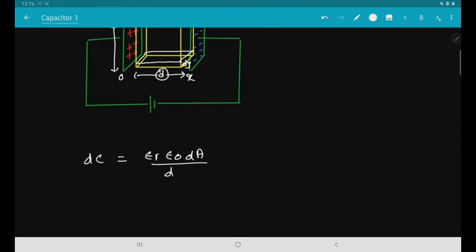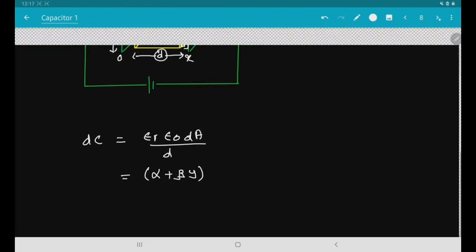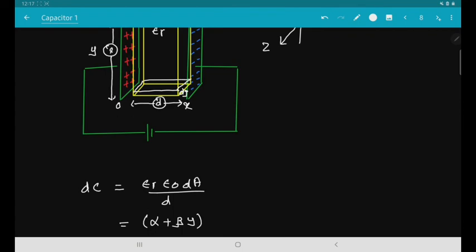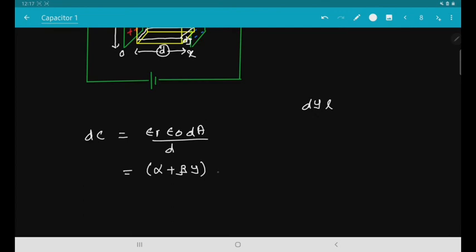Now d is not going to change, it will be the same distance for all. So we can write this epsilon r, we have a variable which is alpha plus beta y, into dA. Now what will be the area? Small elemental area. As you can see, that small elemental area will be dy into L, dy into L. So let me write it here, divided by D.